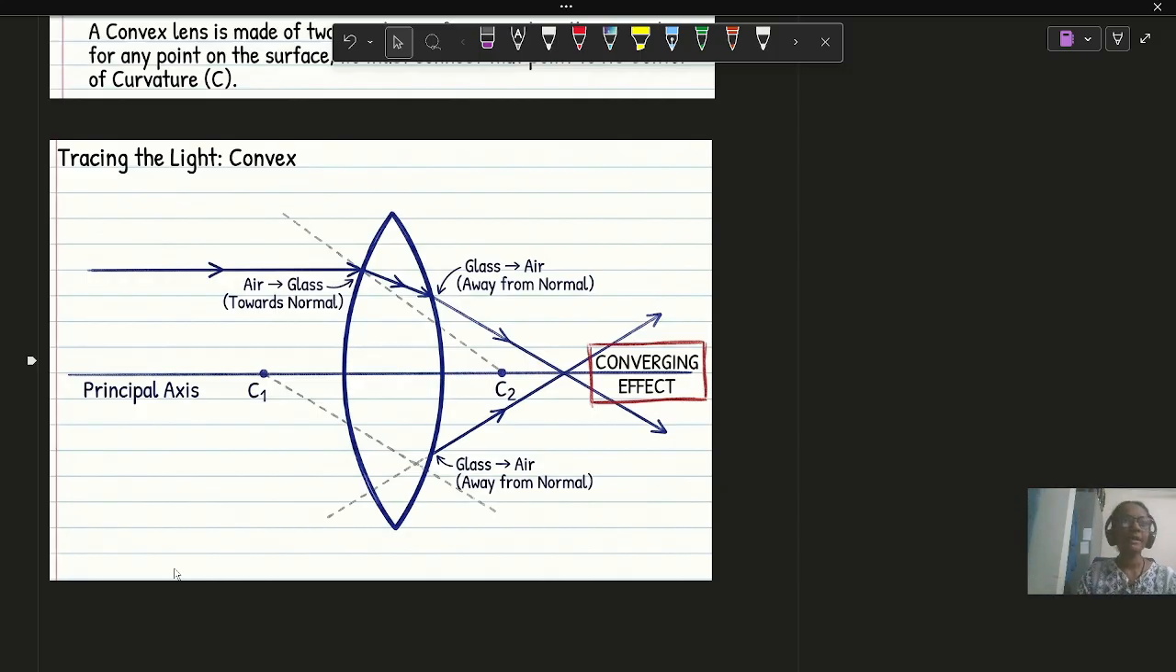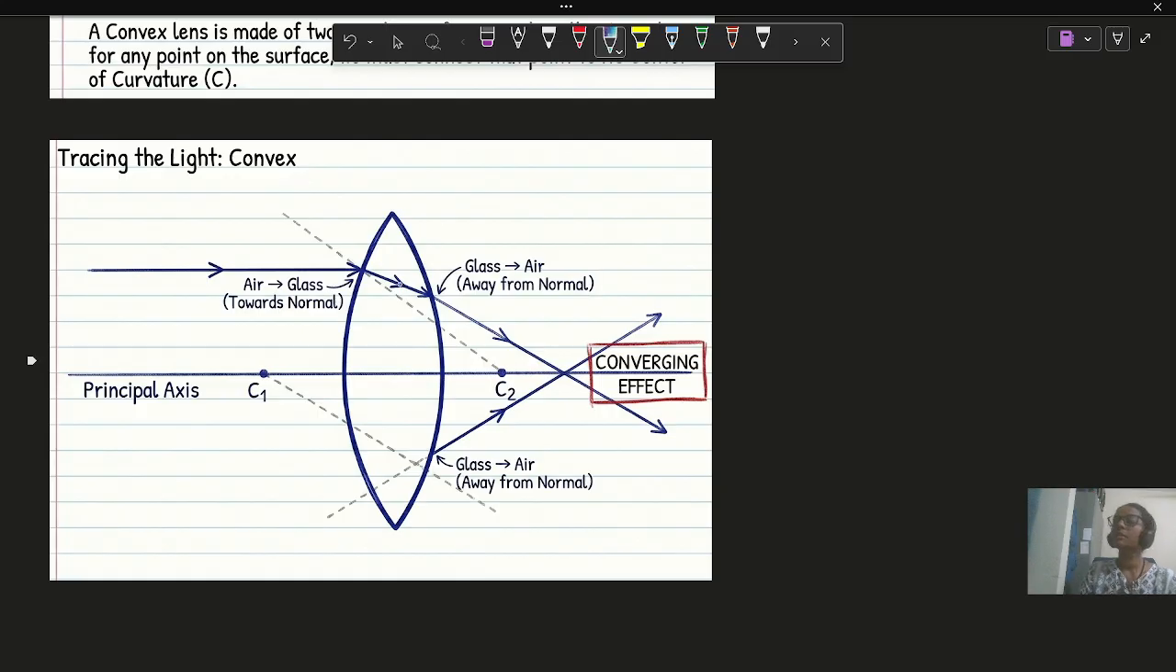Pay attention, it's a very important topic and very interesting also. For example, the light ray is coming from here and it touches here. From here the medium changes, from air to glass. It means we are moving from rarer medium to denser medium.